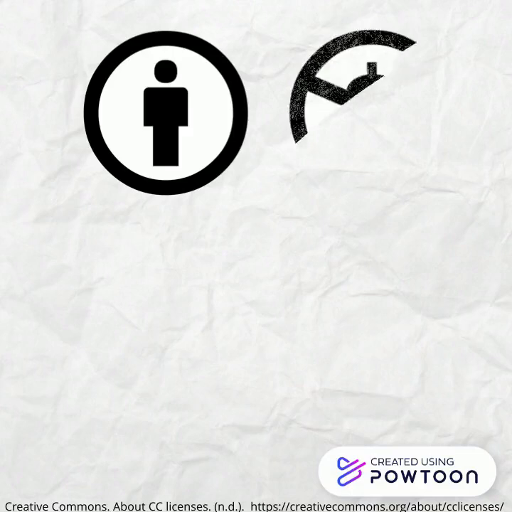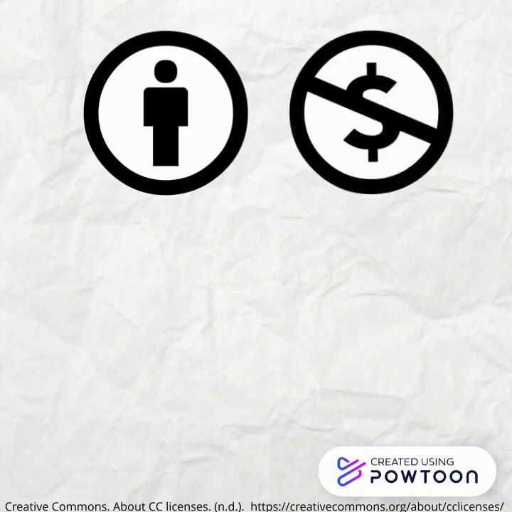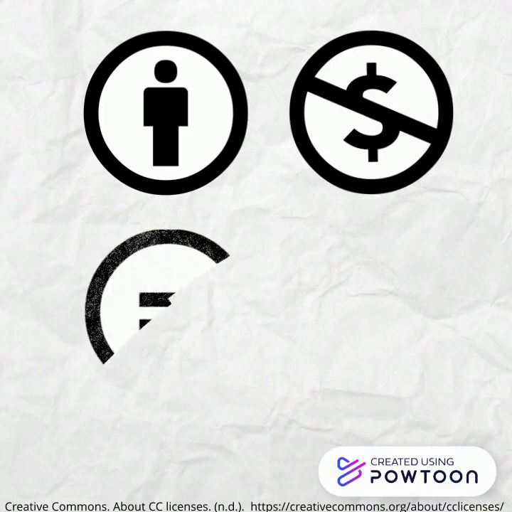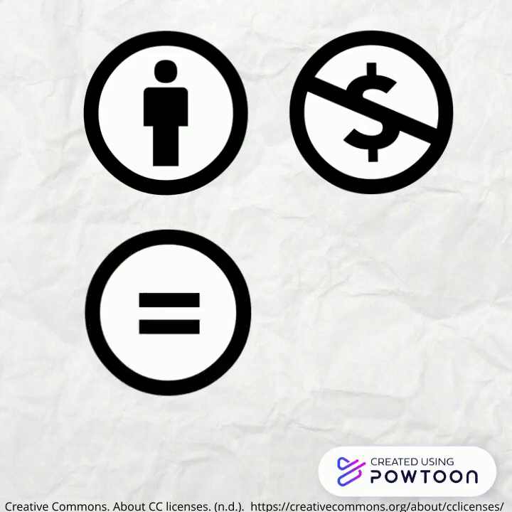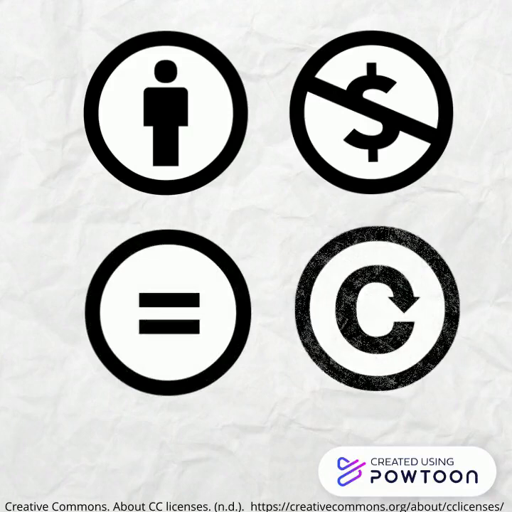Non-commercial, NC: others can copy, distribute, display, and perform the work and derivative works based upon it, but for non-commercial purposes only. No derivative works, ND: others can copy, distribute, display, and perform only verbatim copies of the work, not derivative works based upon it. And finally, share alike: others can distribute derivative works only under a license identical to the license that governs the original work.